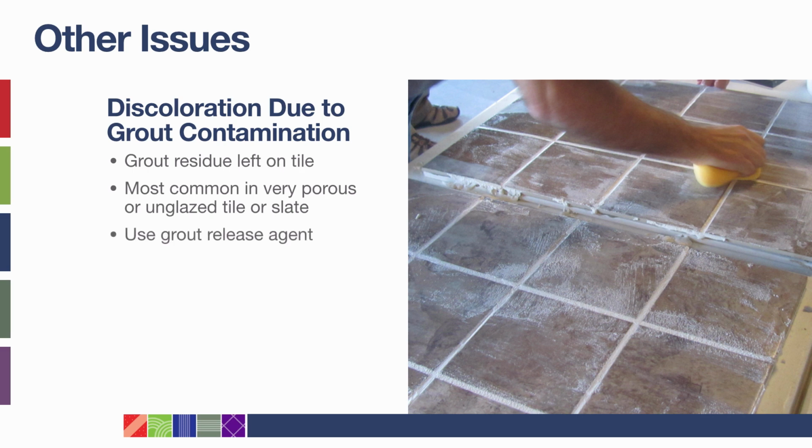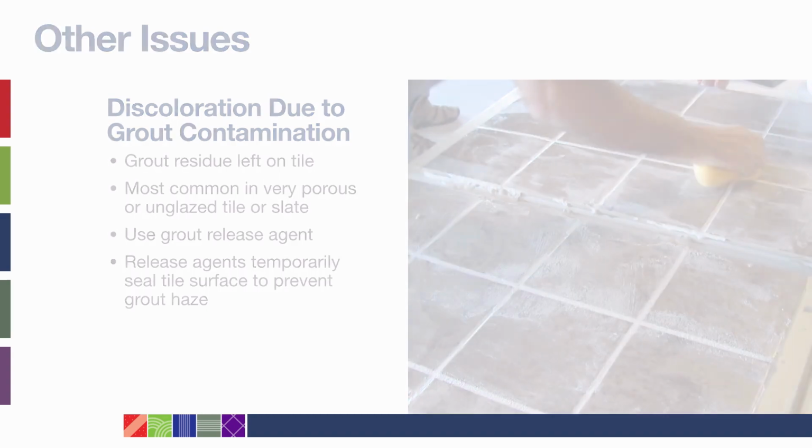Grout release agents can be used to address the problems associated with grout haze contamination. They are clear liquids that block the grout from bonding with the top surface of unglazed tile or slate. You should wipe or brush the grout release agent onto the tile after it is installed, following the manufacturer's recommendations. The coating temporarily seals the tile surface to help prevent grout haze and discoloration.